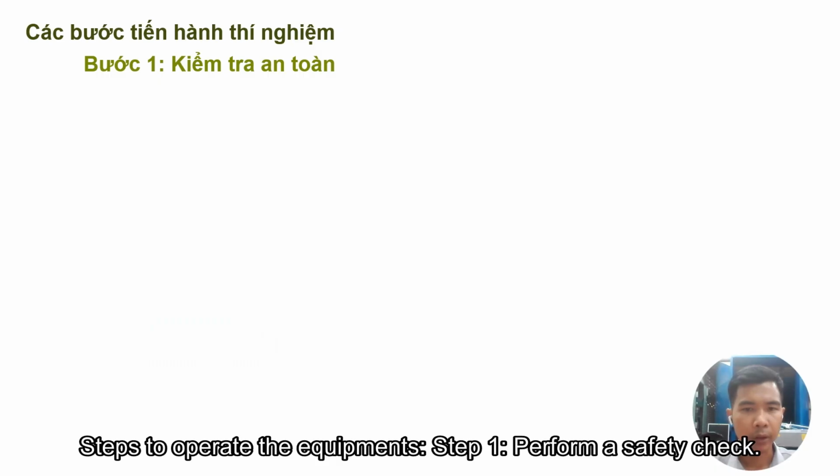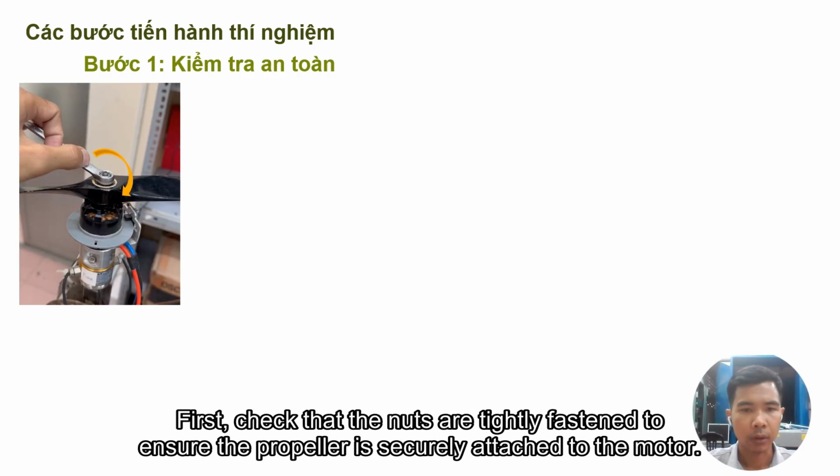Steps to operate the equipment. Step 1. Perform a safety check. First, check that the nuts are tightly fastened to ensure the propeller is securely attached to the motor.